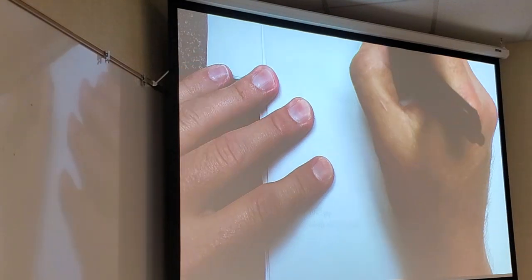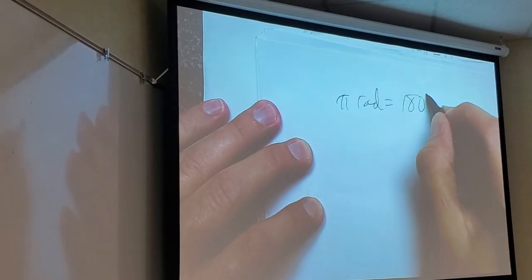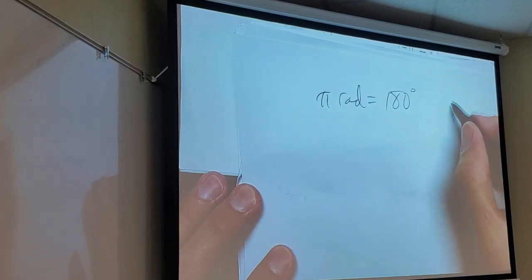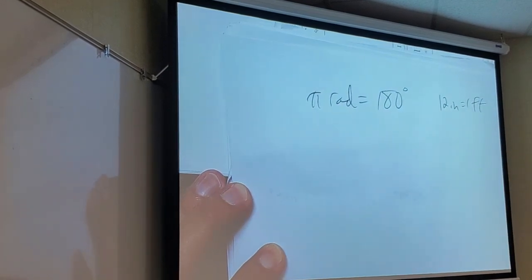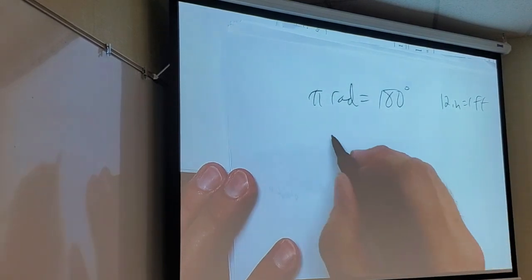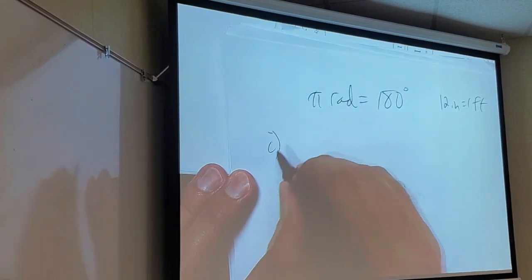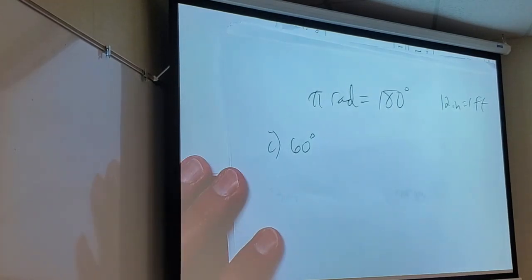All right. So I know that pi radians is 180 degrees. That's a fact I know, the same way I know that 12 inches is 1 foot, correct? So therefore, I can convert between the two. So if I had, I don't know, Jeff, let's just start nice. What if I had 60 degrees and I want to change that to radians?